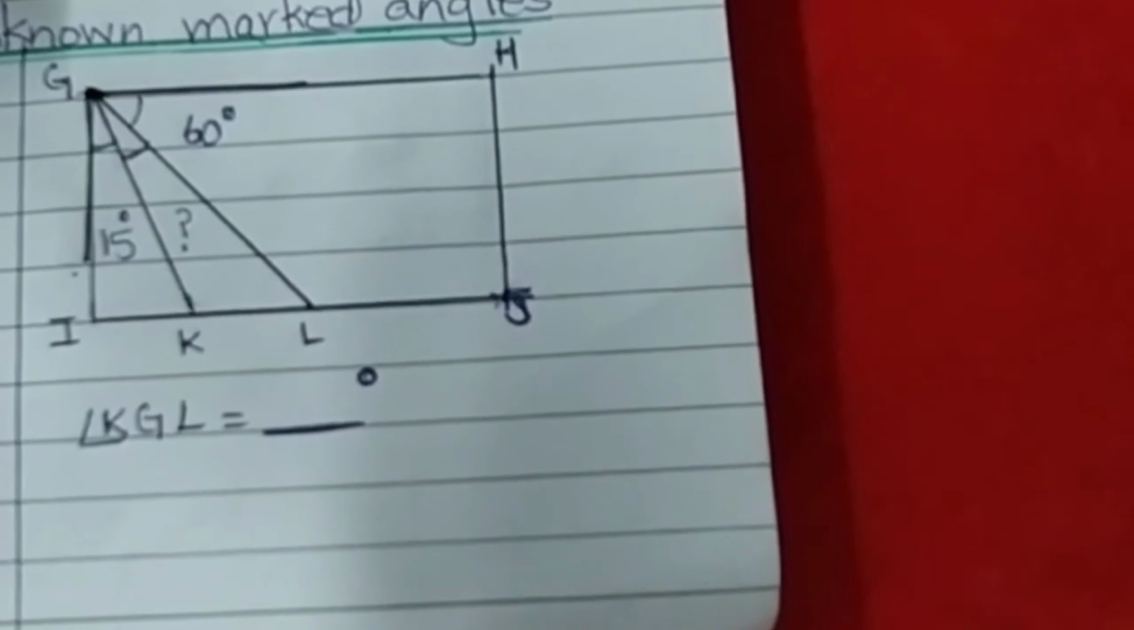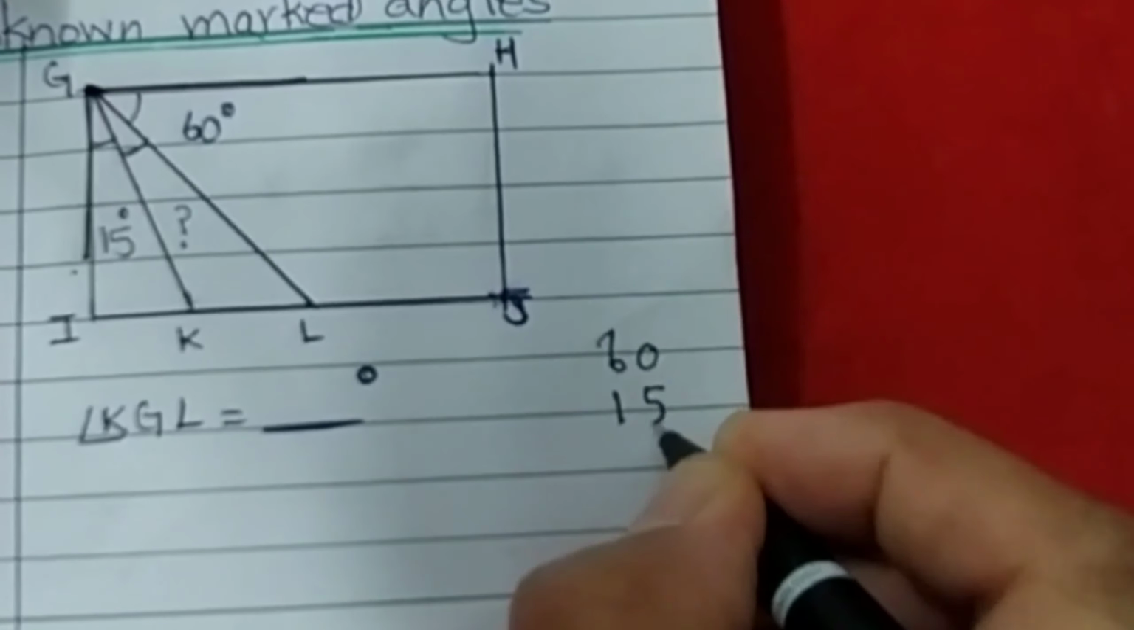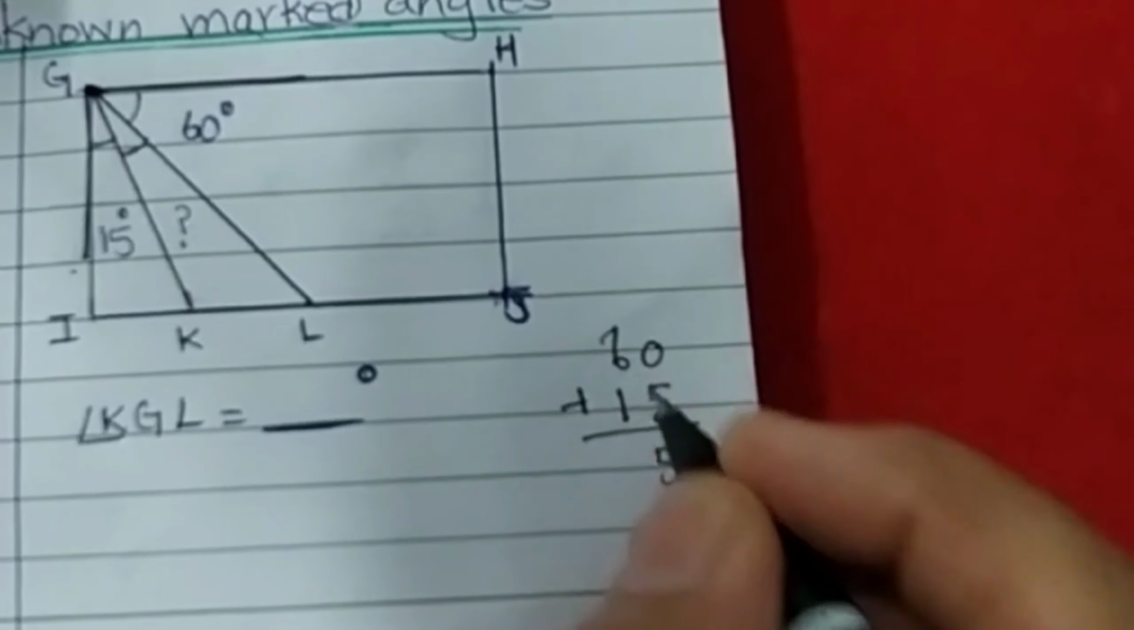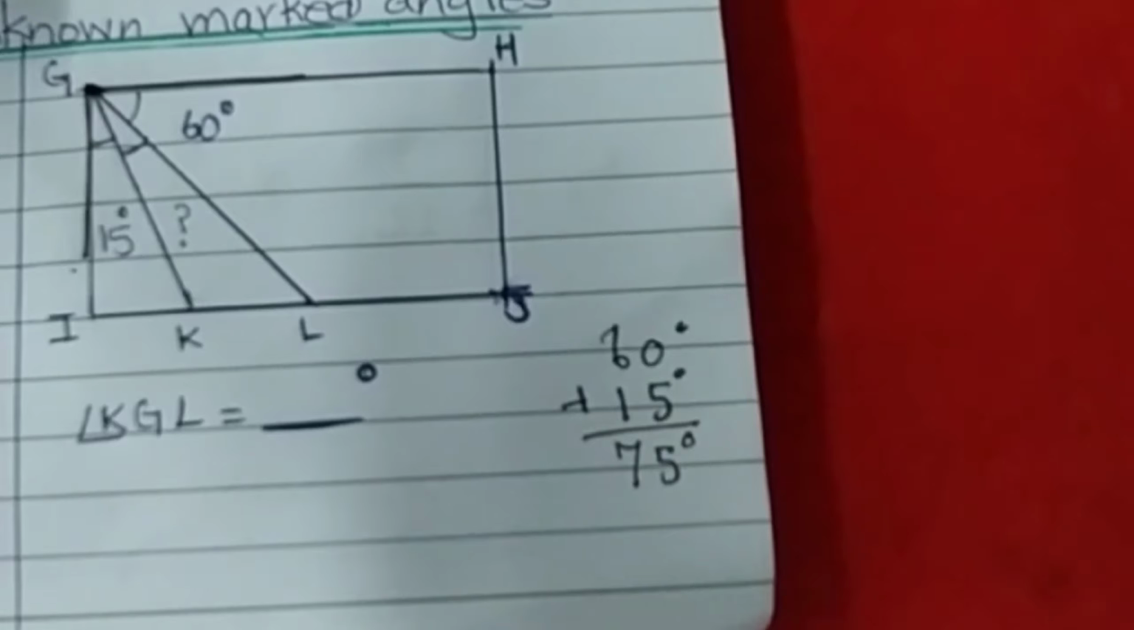It is so simple, children. First we're going to add up the two figures, 60 and 15. I will try to bring my camera here. I will add up 60 and 15 together. 0 plus 5, 5, 6 plus 1 is 7. So it's giving me 75 degrees, but this is basically a 90 degree angle.